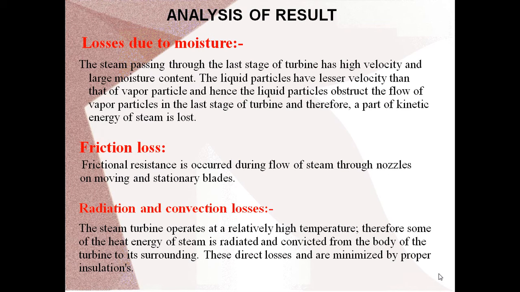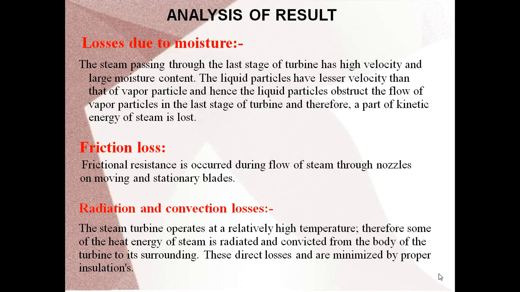Analysis of result. Loss due to moisture. The steam passing through the last stage of the turbine has high velocity and large moisture content. The liquid particles have lesser velocity than the vapor particles, and hence the liquid particles obstruct the flow of vapor particles in the last stage of the turbine, and therefore a part of the kinetic energy of the steam is lost. What is friction loss? Frictional resistance occurs during flow of steam through the nozzle, on the moving blade and stationary blade.